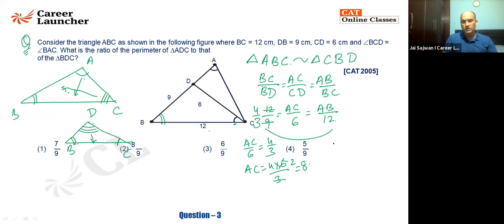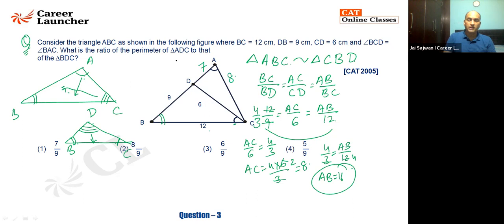Similarly, comparing the first and the last equation, I can say 4/3 is equal to AB/12. So I can say 3 4s are, AB comes out to be 16. Now AB is equal to 16, I'll say BD is equal to 9 and this is 7. AC is coming out to be 8. These are the values that we are getting.